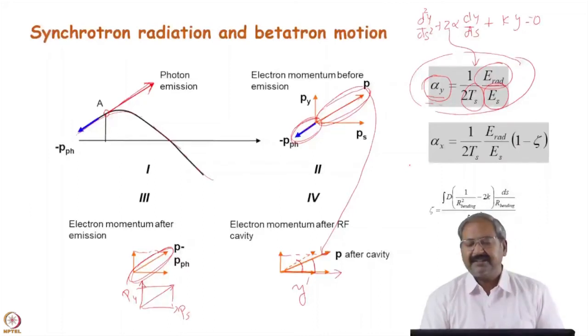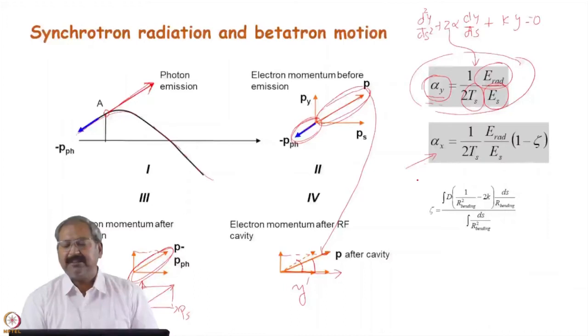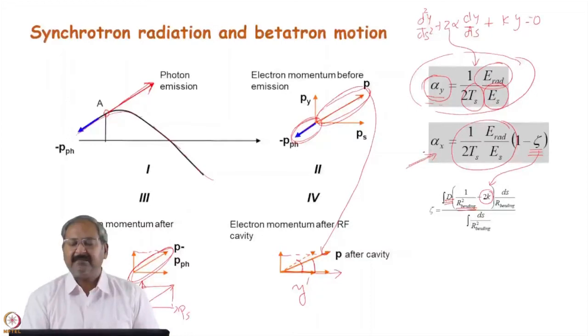So as we increase the energy, alpha y increases rapidly and betatron motion damping becomes fast. And this is the damping coefficient for the horizontal plane. Here the factor is the same as for the vertical plane, however one more factor is there due to dispersion, and this function depends on the dispersion. This is dispersion D, this is the bending radius, and this is k in the quadrupole dipole magnet. Means if a dipole magnet has some gradient, we can modify the damping coefficients of the machine.